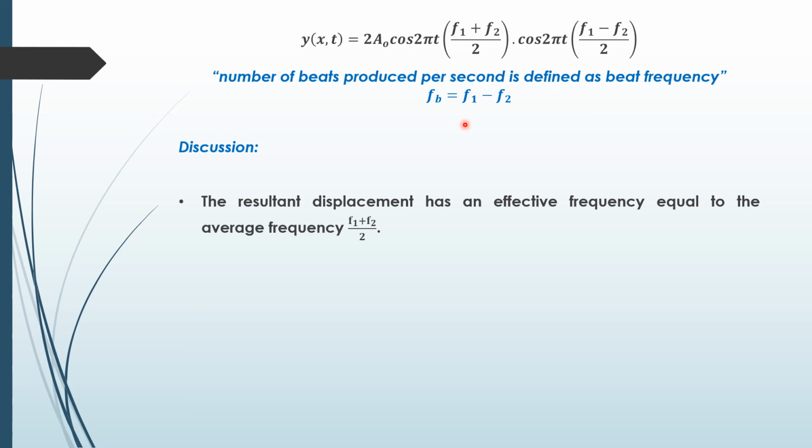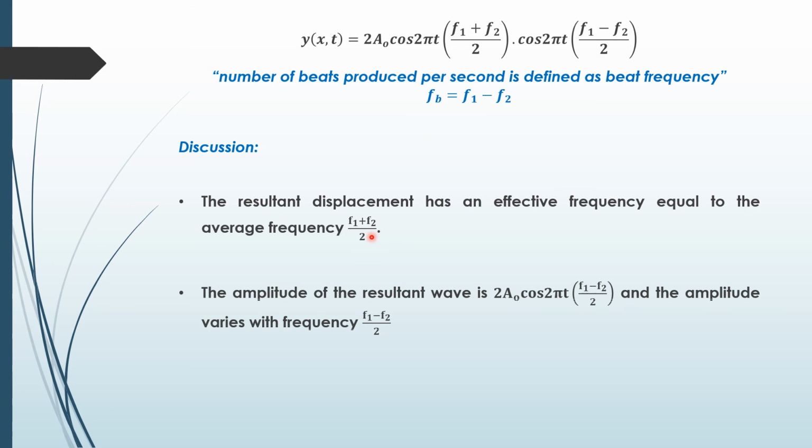So now let us discuss this final expression. In this expression, the resultant displacement has an effective frequency equal to the average frequency, which is (f1+f2)/2. Now the amplitude of the resultant wave is 2a cos[2πt(f1−f2)/2], and the amplitude varies with frequency (f1−f2)/2, where f1 minus f2 is the beat frequency.